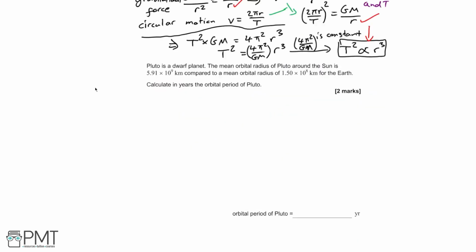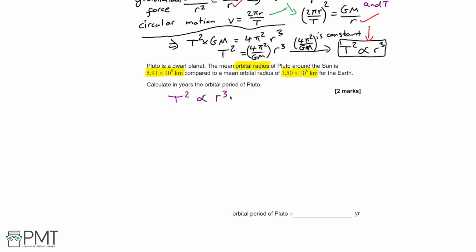The next part of the question says, Pluto is a dwarf planet. The mean orbital radius of Pluto around the Sun is 5.91 times 10 to the 9 kilometers, compared to a mean orbital radius of 1.50 times 10 to the 8 kilometers for the Earth. Calculate in years the orbital period of Pluto. So in this question, we should use what we derived in the previous part, i.e. that the time period squared of a planet is proportional to the mean orbital radius cubed.